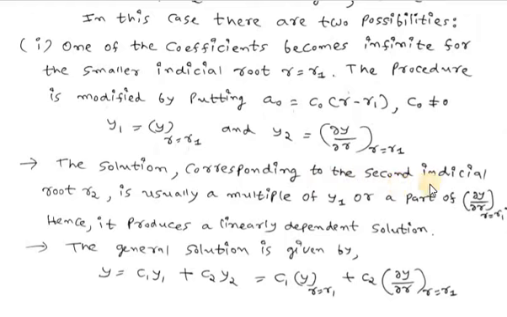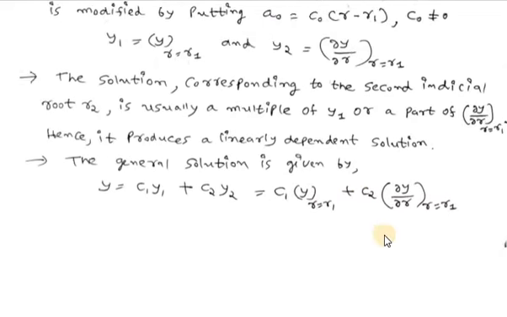And the solution corresponding to the second initial root r2 is usually a multiple of y1 or a part of del y by del r at r equals r1. Hence, it produces a linearly dependent solution. But we require linearly independent solutions to find the general solution. So the general solution is given by y equals c1y1 plus c2y2, that is, c1 times y at r equals r1 plus c2 times del y by del r at r equals r1. Okay.